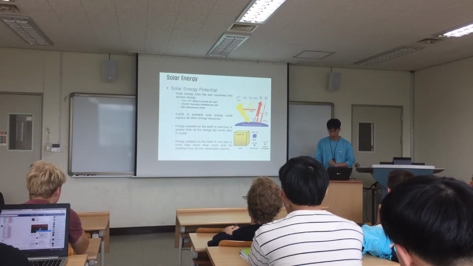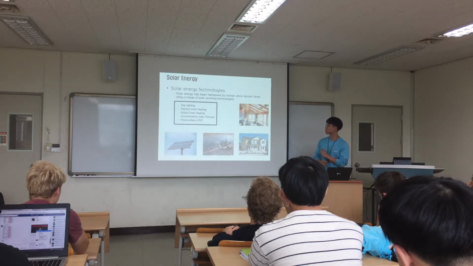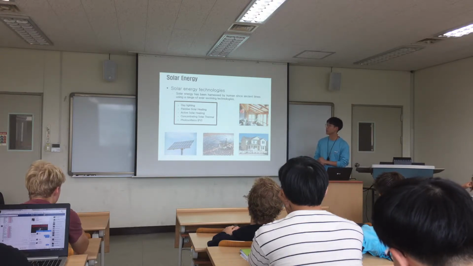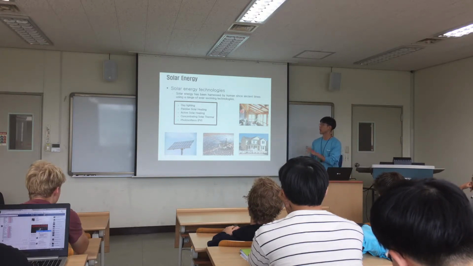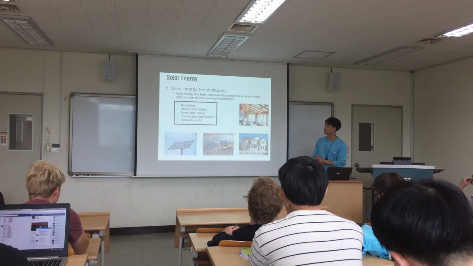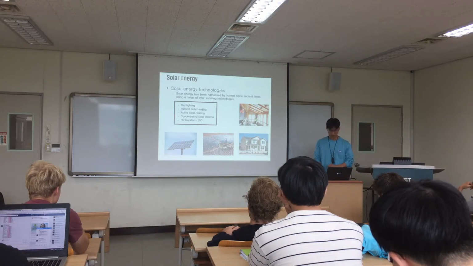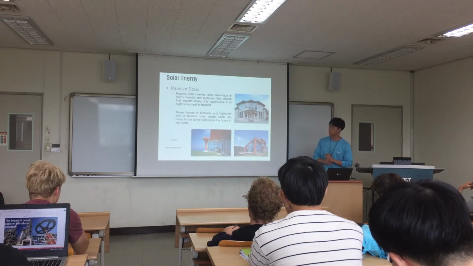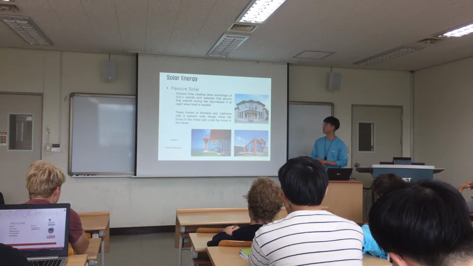And since ancient times, technology has been developed to take energy from the sun. There are better technologies to get solar energy: passive and active solar heating, concentrating solar thermal, and photovoltaics. And I will cover each technique in its own slide. The first thing is passive solar energy. There's no additional material needed to get solar energy.